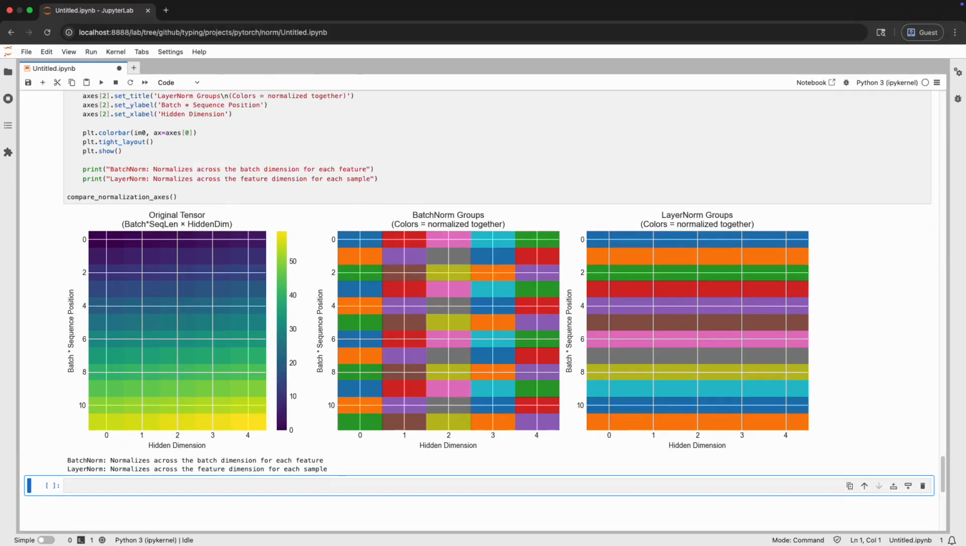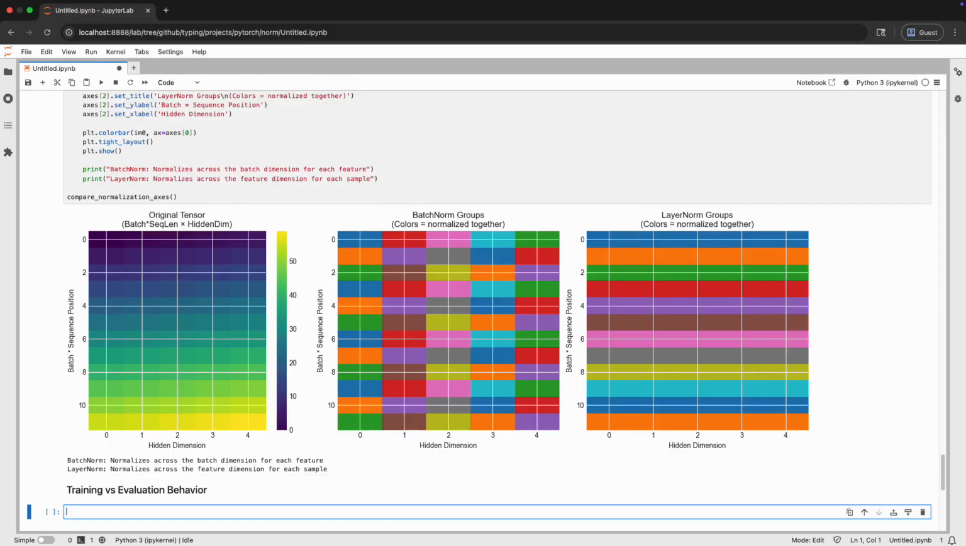The middle panel shows BatchNorm groups, where colors indicate what gets normalized together. BatchNorm normalizes vertically, across the batch dimension for each feature. The right panel shows LayerNorm groups, where each row, representing a sample, gets its own color because it's normalized independently. BatchNorm normalizes across samples, while LayerNorm normalizes across features.